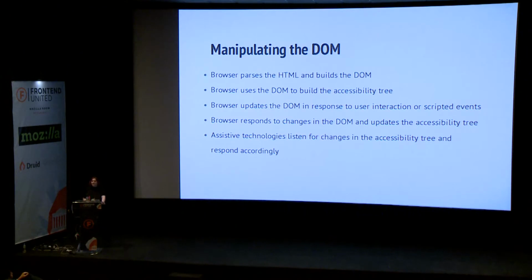The DOM gets rebuilt. That triggers the browser to rebuild the accessibility tree. That fires an event that assistive technologies listen out for, and when they hear that something has changed in the accessibility tree, they know to go and get that information and make it available to someone using a screen reader or other assistive technology.